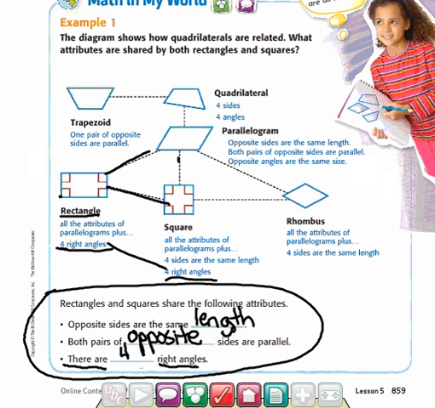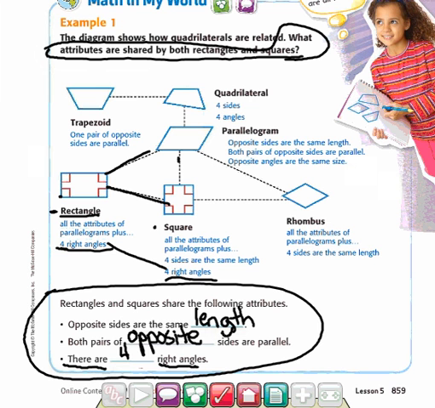So right here, what we just did, we listed the attributes that are the same in the rectangle and the square, which is what the question asks us. What attributes are shared by rectangles and squares? Okay, that's kind of the I can statement right now. All right, let's go ahead and turn the page and continue.